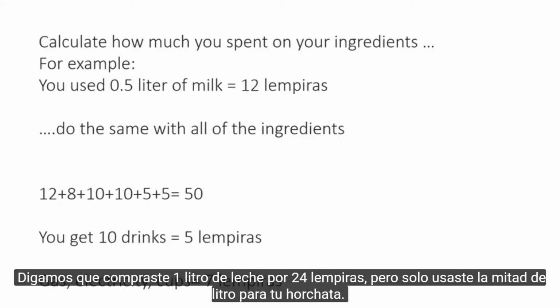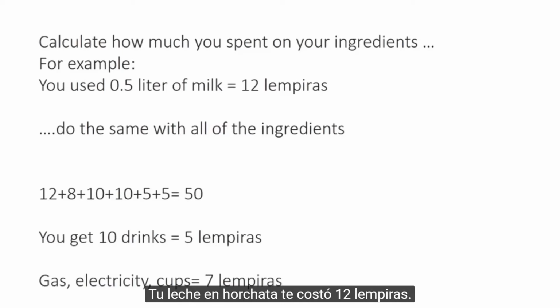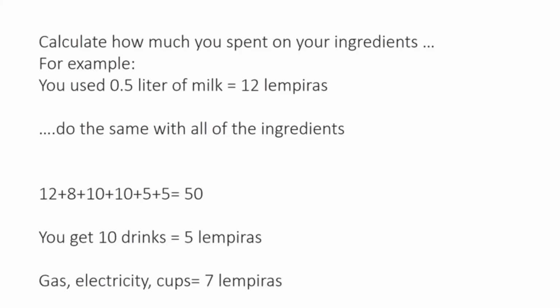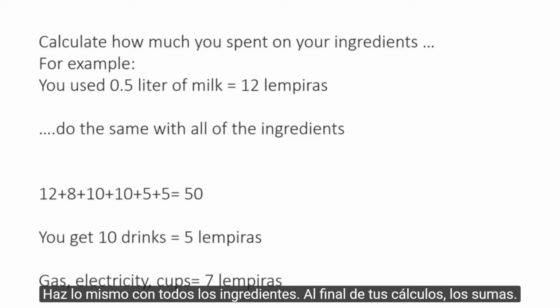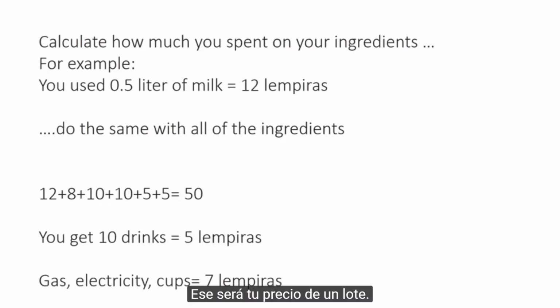Let's say that you purchase 1 liter of milk for 24 lempiras. You use only half of a liter for your batch of horchata. Your milk in horchata costs you 12 lempiras. You do the same with all the ingredients. And at the end of your calculations, you add them up. That will be your price of one batch.